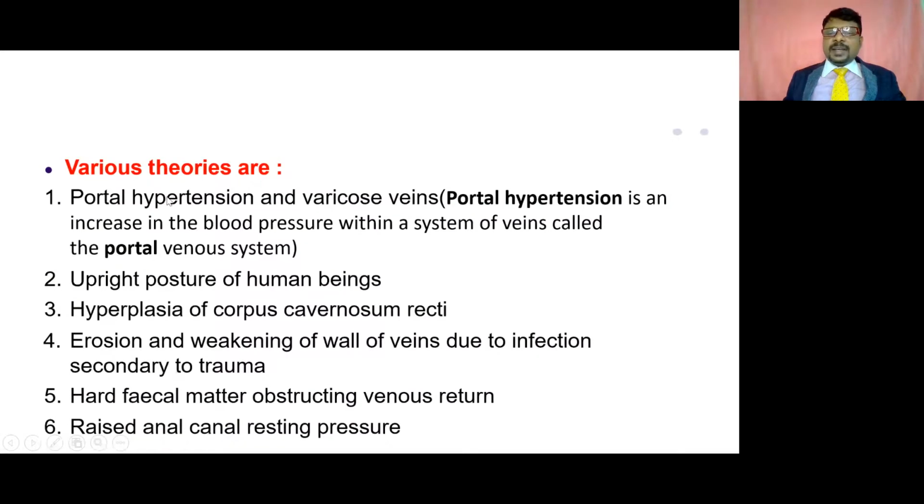So, what are the theories of hemorrhoids? Why do they get hemorrhoids? The first one is portal hypertension and also varicose veins. That is nothing but increased blood pressure within the system of veins. Normally the pressure in the veins is less compared to the arteries. But if anybody has more pressure in the veins, they may have a chance to get hemorrhoids. And also the upright posture of human beings.